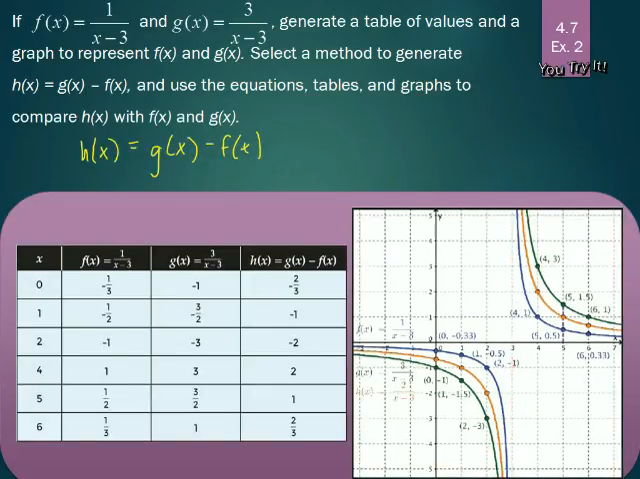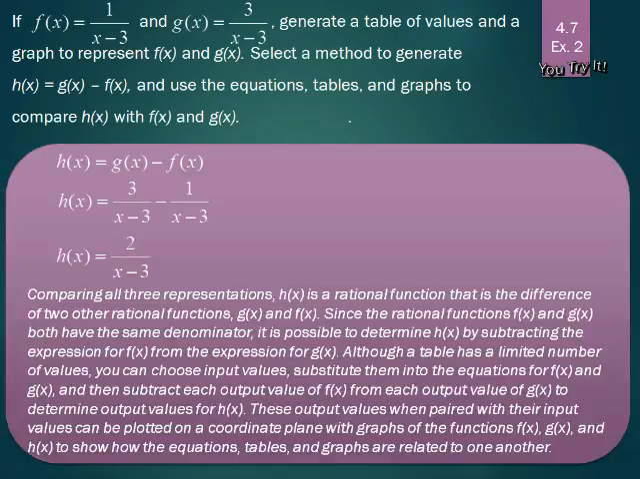To summarize our answers, we have our graphs and our tables. We also have our work for finding h of x. So h of x equals g of x minus f of x, which equals 3 divided by x minus 3 minus 1 divided by x minus 3, which equals 2 divided by x minus 3. And then here's our comparing them.